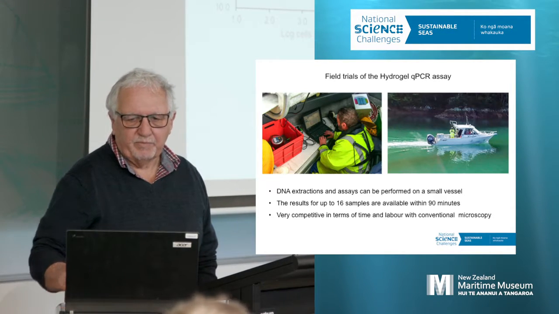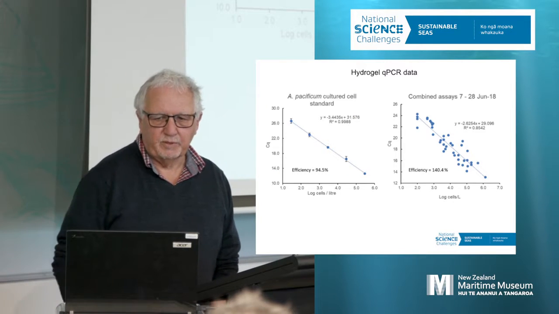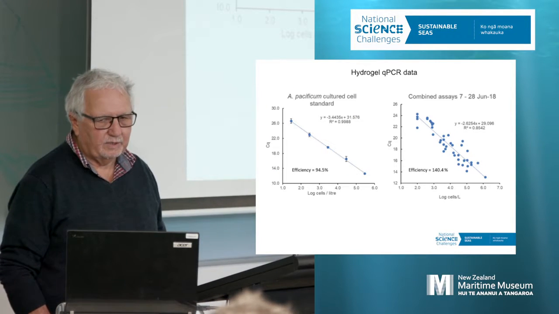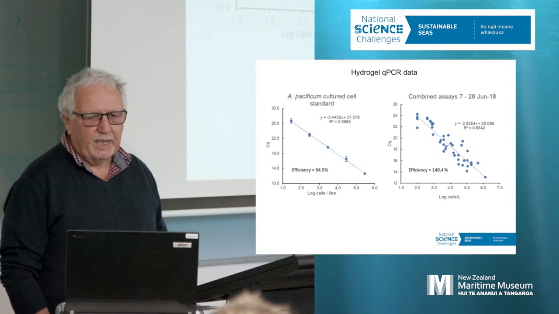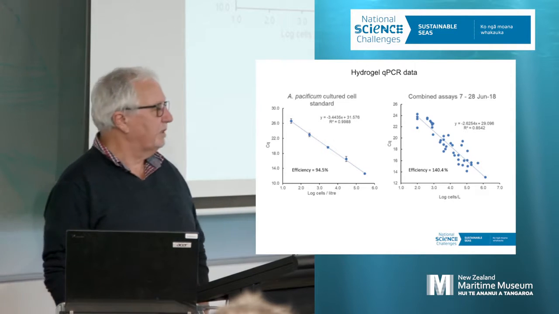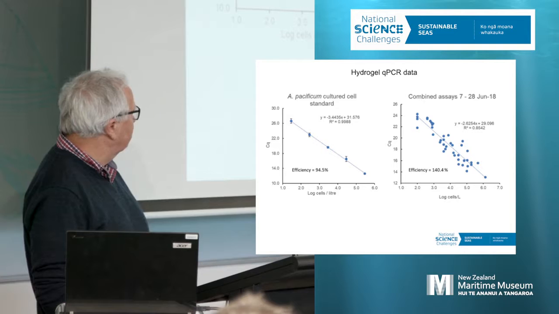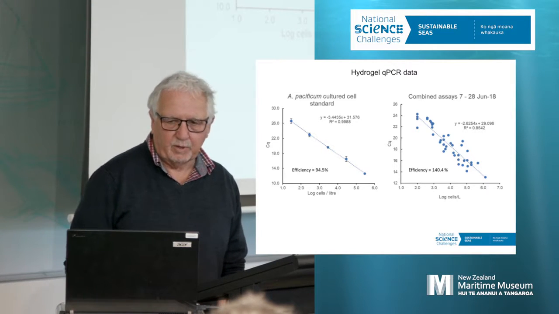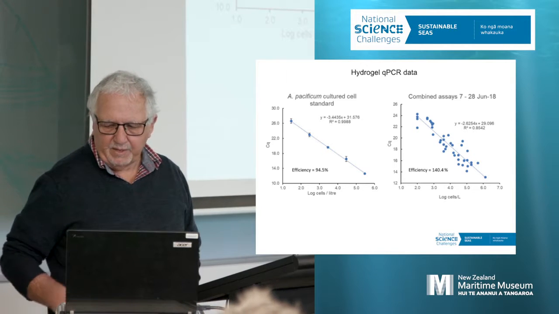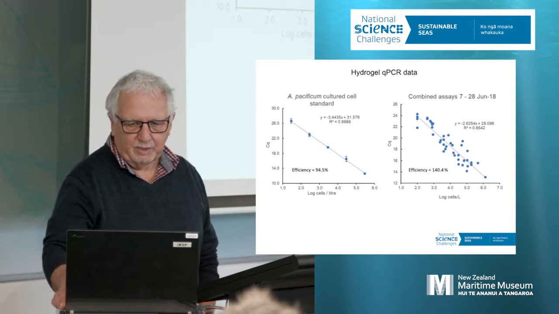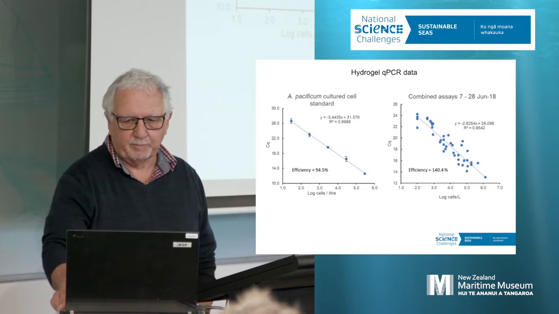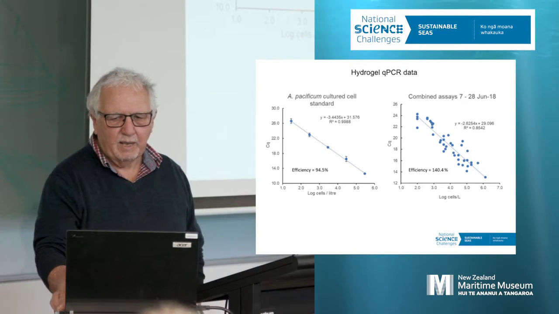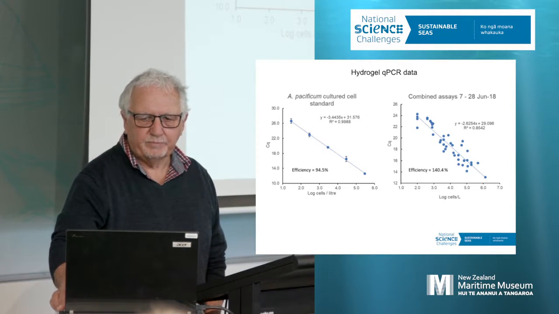However, we have found that there are problems with the consistency of the gel reaction tubes, and although the sensitivity is fantastic, you can detect cells at levels way lower than you can ever detect by microscopy, the precision of quantification is really not up to being used as a regulatory method at this stage.